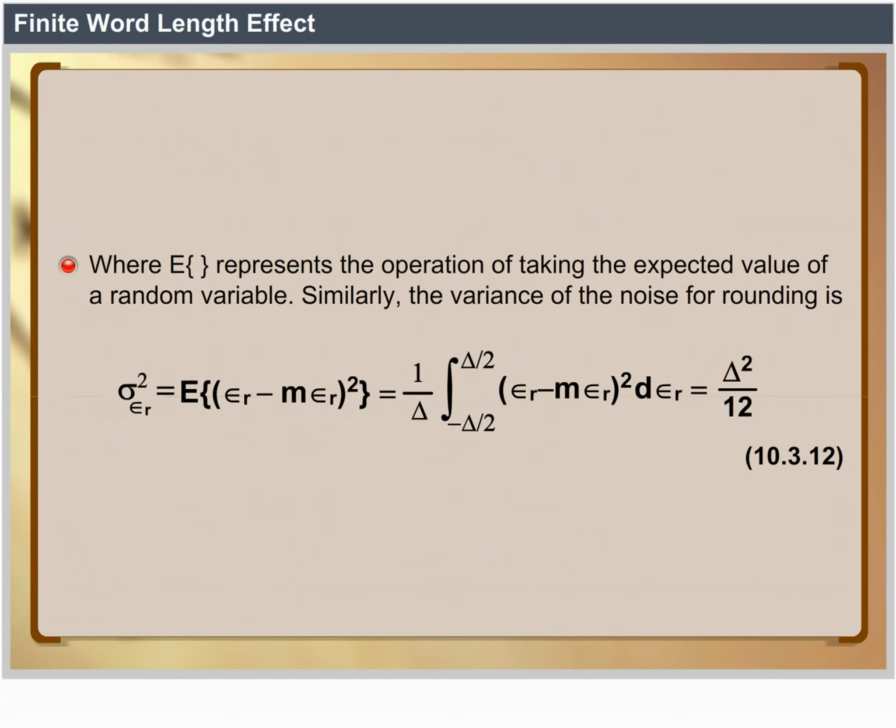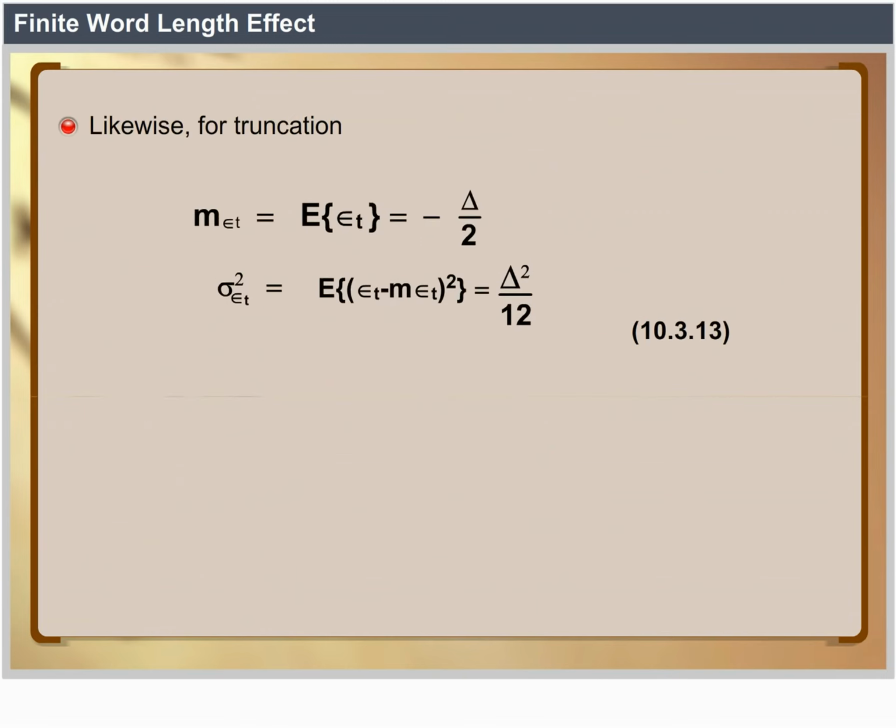Similarly, the variance of the noise for rounding is sigma epsilon r square equal to expectation of (epsilon r minus m epsilon r) the whole square equal to 1 by delta integral minus delta by 2 to delta by 2 (epsilon r minus m epsilon r) the whole square into d epsilon r equal to delta square by 12, is called equation number 10.3.12. Likewise, for truncation, m epsilon t equal to E of epsilon t equal to minus delta by 2, sigma epsilon t square equal to E of (epsilon t minus m epsilon t) the whole square equal to delta square by 12, is called equation number 10.3.13.